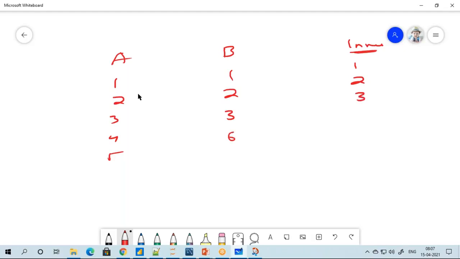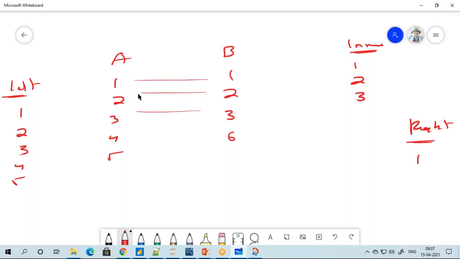Okay, what is inner join? Inner join will be 1, 2, 3, matching records. What is left join? 1, 2, 3, 4, 5. What is right join? 1, 2, 3, 6.